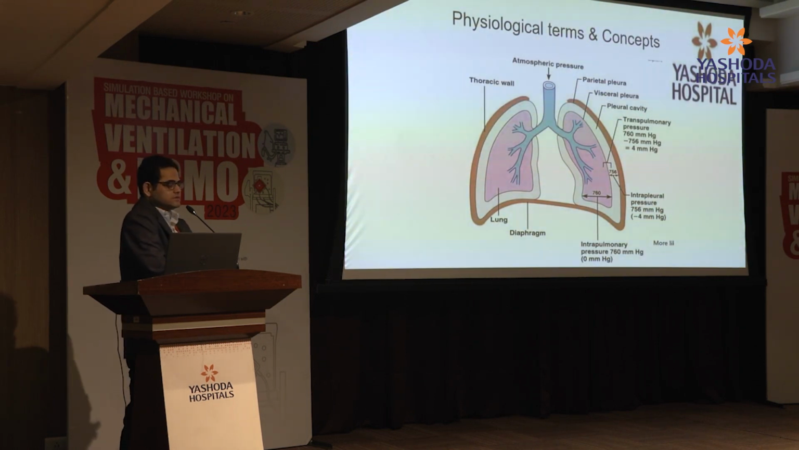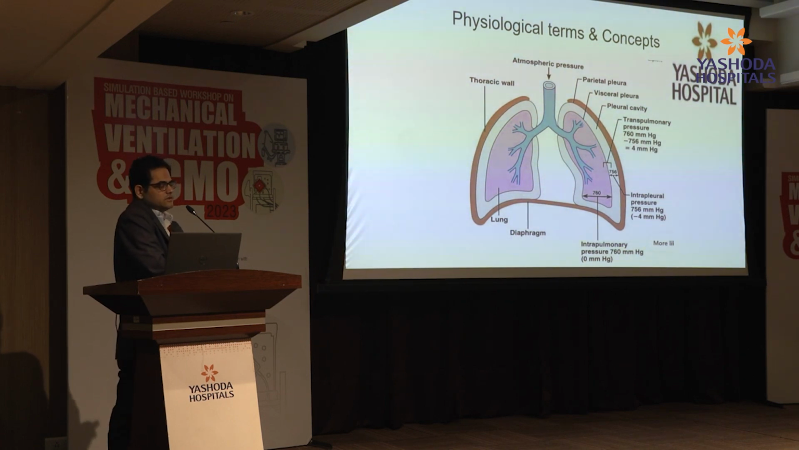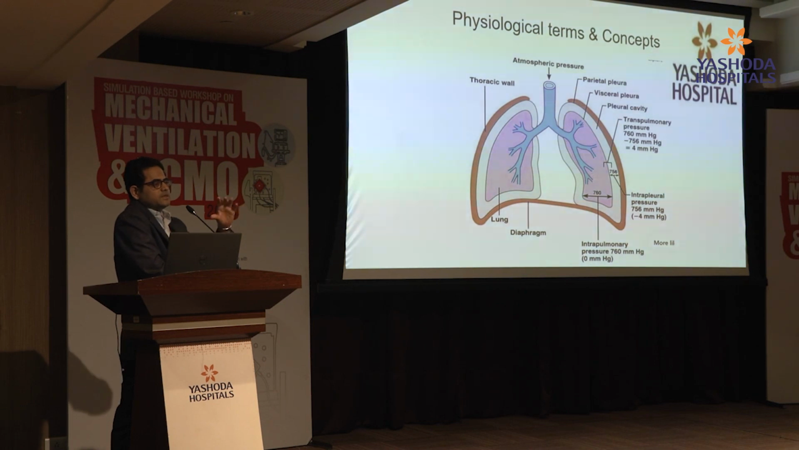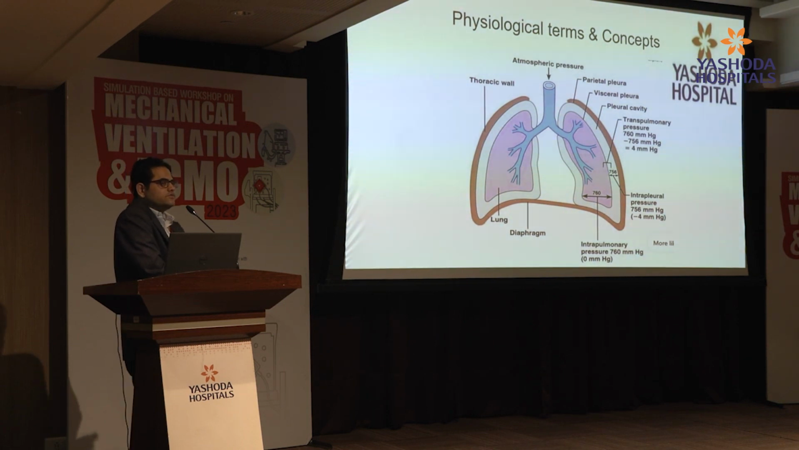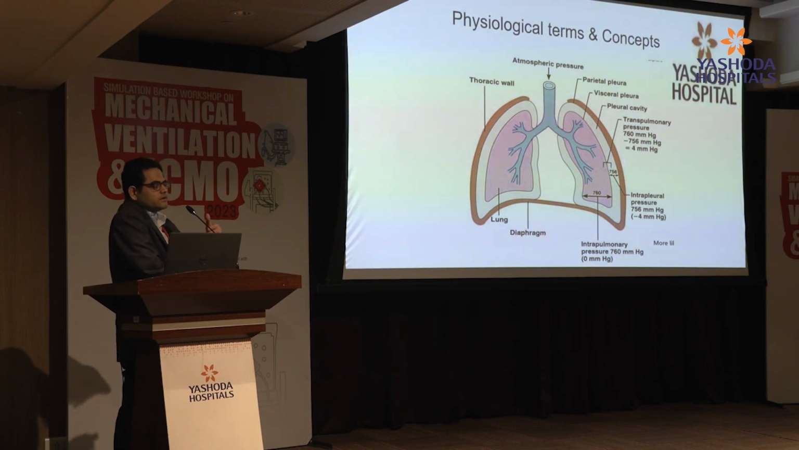Then certain concepts regarding ventilation in general. Ventilation happens across a tube when there are two different pressure points: at one point there is a higher pressure, at the other a lower pressure. Gas moves from higher pressure to lower pressure until the pressure equalizes. There are two concepts here. One is the intrapleural pressure, the pressure between the parietal pleura and the visceral pleura. Usually it is -5 millimeters of Hg, and during inspiration it becomes -10 millimeters of Hg.